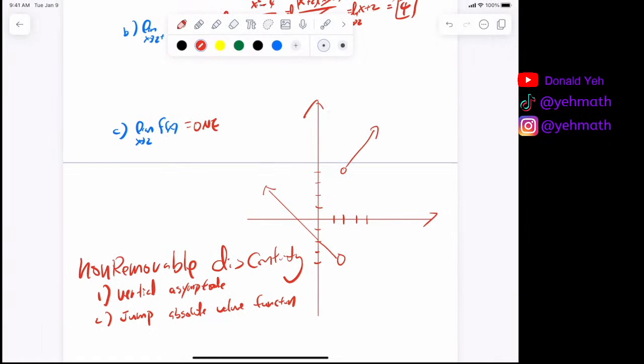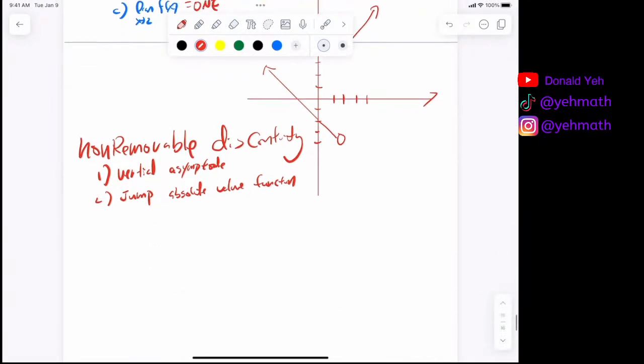Now, do you remember what a removable discontinuity is? That's also going to be on the test. What is a removable discontinuity? What kind of expression is going to give you a removable discontinuity? Rational, but any particular situation? Factor cancel. Thank you. If you have a canceled factor, let's write this down.